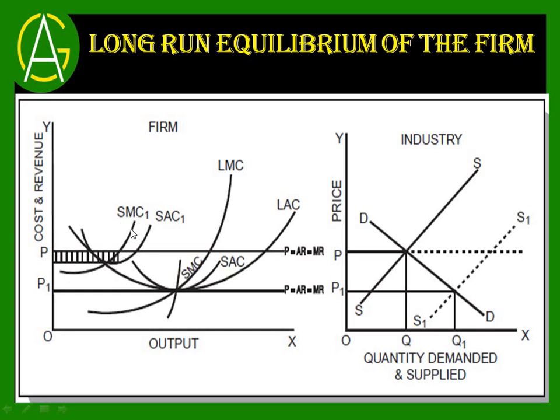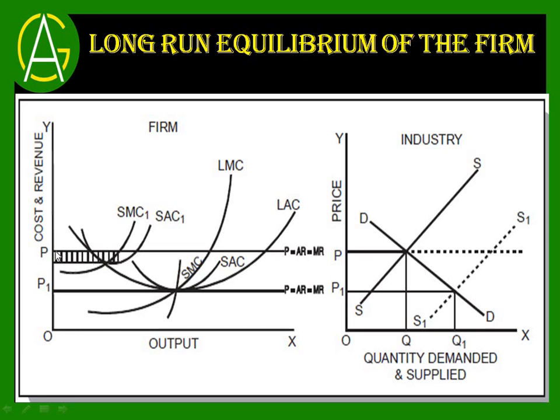This is the short run marginal cost curve. This is the intersection point. At the intersection point, marginal cost is equal to marginal revenue. So this is the equilibrium point of the firm. Now we have found the equilibrium point. Next step, we have to find out the profit and loss.